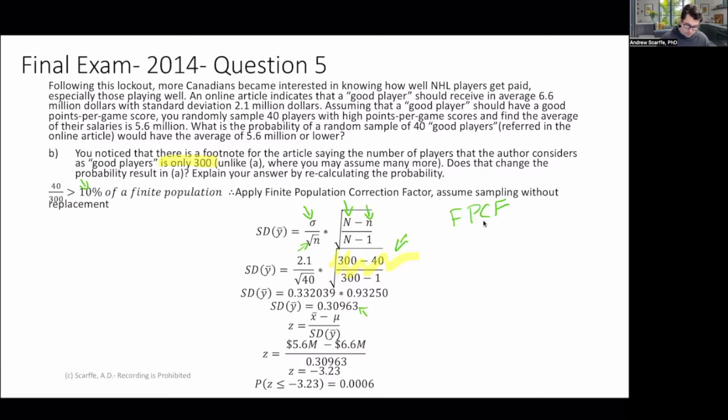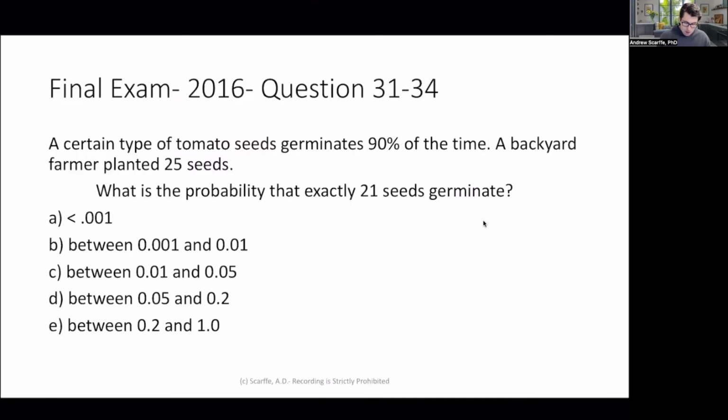Okay, let's go to this question. I won't give you as long on this one because this one isn't as challenging. So I'll give you a minute or a minute and a half.